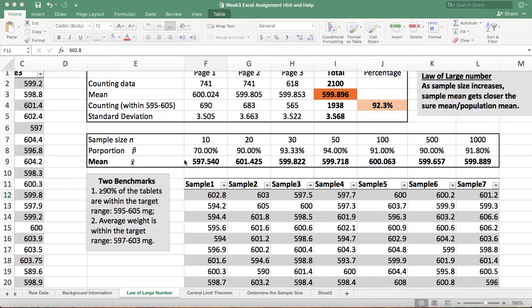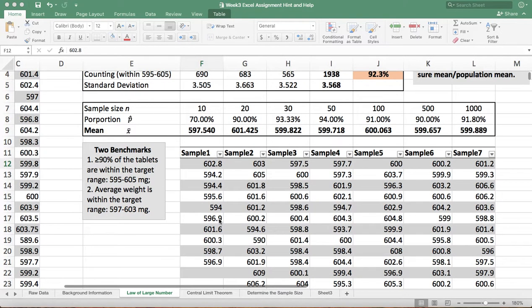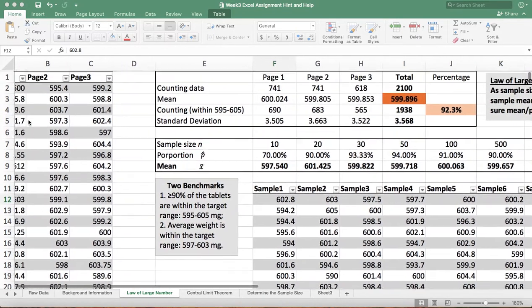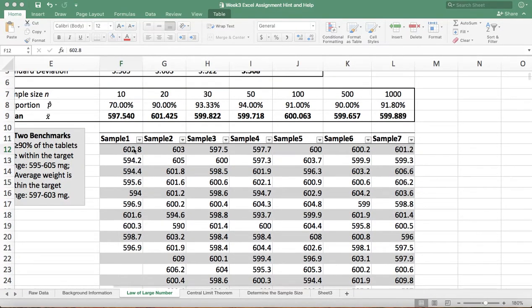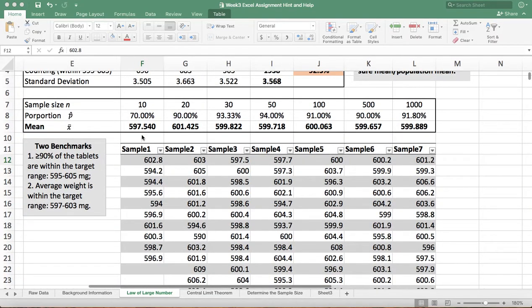Let's look at this example. I randomly draw 10 numbers from the population. This is my population. I randomly draw 10 numbers from the population. This is my sample 1. I calculate the mean, it is this value.